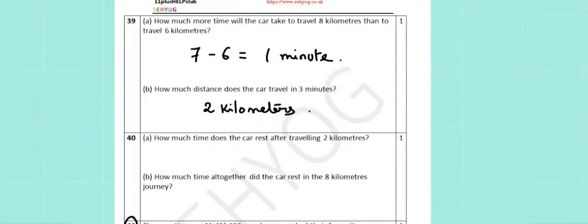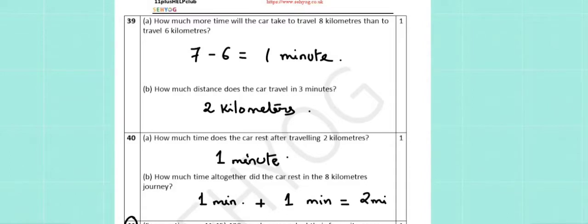Again we see a same kind of stand after traveling for 4 minutes. It is standing for 1 minute again. So, how much time does the car rest after traveling 2 kilometers? 1 minute, and altogether it rests for 1 minute and 1 minute, that is 2 minutes at 2 separate positions. So, the answer is 2 minutes here.